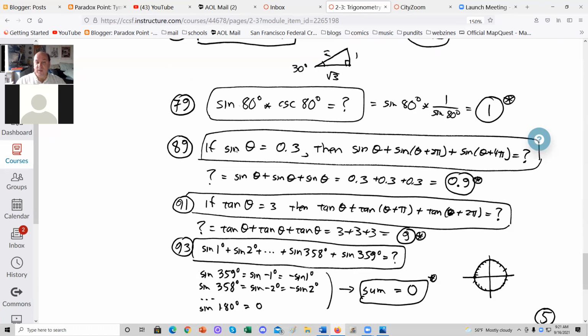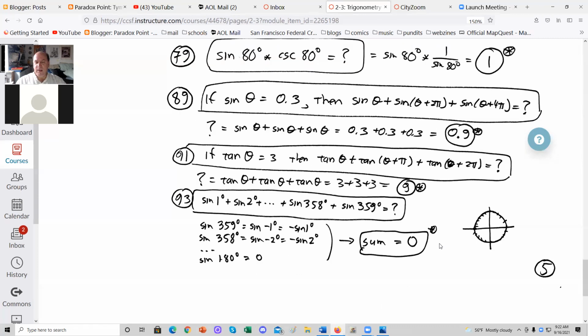Here we ask, if sine of theta is 0.3, then what's sine of theta plus 2 pi plus sine of theta plus 4 pi? Sine has a period of 2 pi, so these are all the same. So it equals sine theta plus sine theta plus sine theta. 0.3 plus 0.3 plus 0.3 is 0.9. If tan theta equals 3, then tan of theta plus pi plus tan of theta plus 2 pi is what? Well, tangent has period pi, so these are all the same. So you want tan plus tan plus tan equals 3 plus 3 plus 3 equals 9.